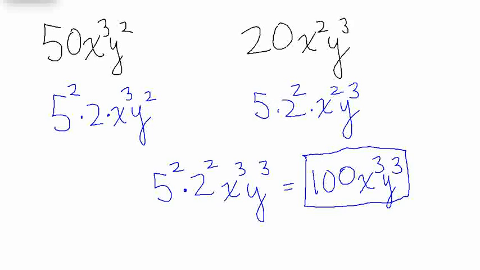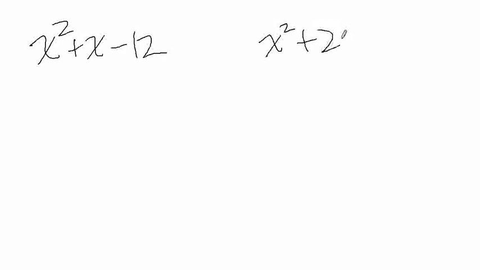Now, if you have two denominators where one or both are not factored, you have to factor them first before you can apply this procedure. Okay, so let's do an example that is not factored. Suppose you had these two denominators, x squared plus x minus 12 and x squared plus 2x minus 8.